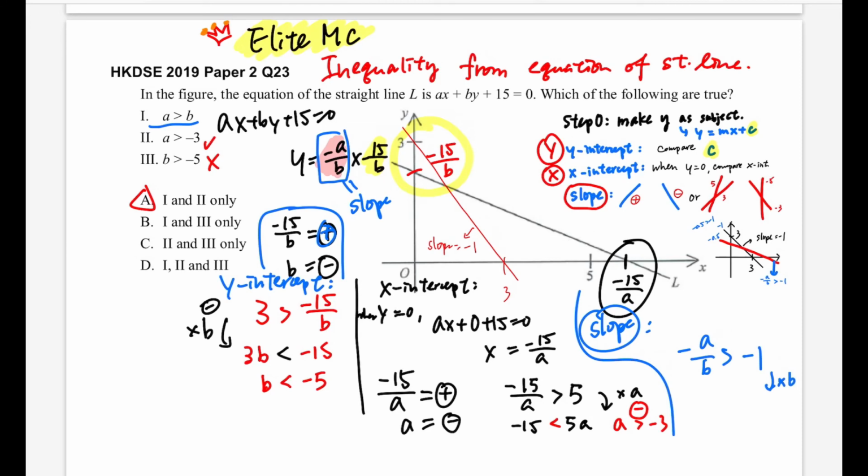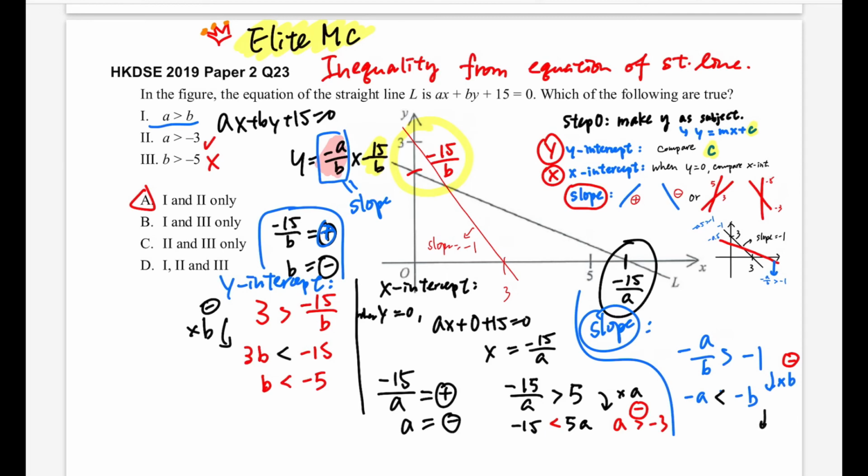Okay, next step, swap the B to the other side. I'm going to times B, so negative A something negative B. So I try to times B. B is a negative number again. By previous, I found B is a negative number, so it will change from the larger side to the smaller side.